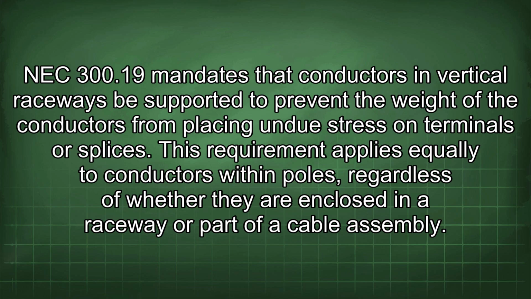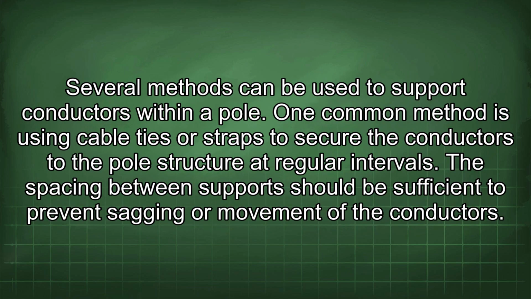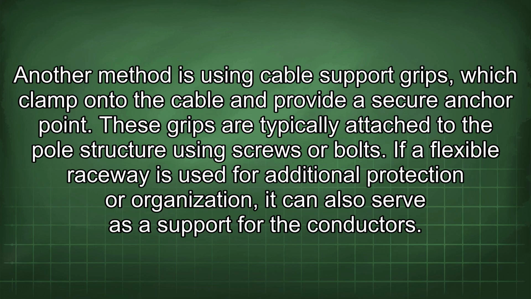This requirement applies equally to conductors within poles regardless of whether they are enclosed in a raceway or part of a cable assembly. Several methods can be used to support conductors within a pole. One common method is using cable ties or straps to secure the conductors to the pole structure at regular intervals. The spacing between supports should be sufficient to prevent sagging or movement of the conductors. Another method is using cable support grips, which clamp onto the cable and provide a secure anchor point. These grips are typically attached to the pole structure using screws or bolts.